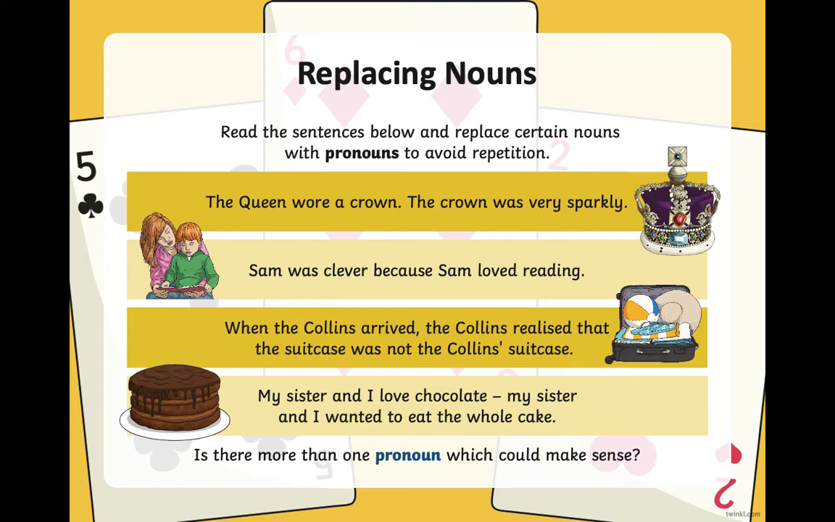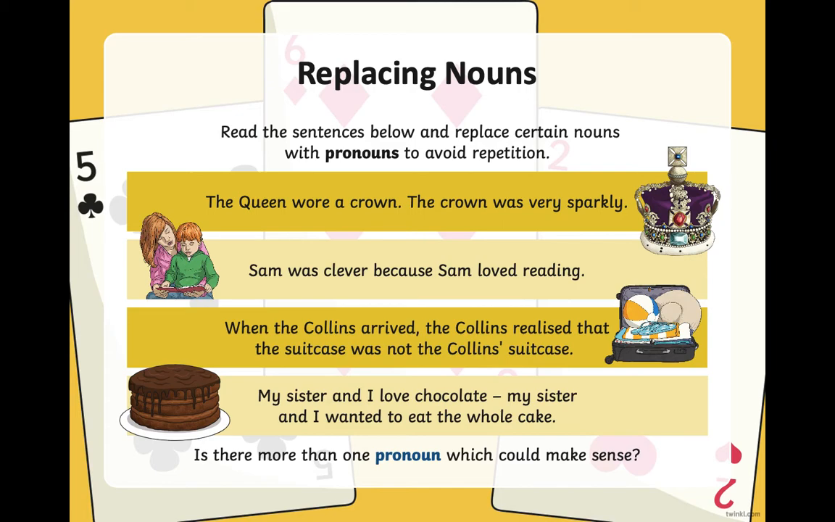So pause the video, make a note of those sentences, and you need to add in pronouns to replace the repeated nouns. Okay, so for this first one, the Queen wore a crown. The crown was very sparkly. The noun crown has been repeated. So what could you replace crown with? For the second one, Sam was clever because Sam loved reading. We don't want Sam twice in one sentence. So what can you replace Sam, the proper noun, with?